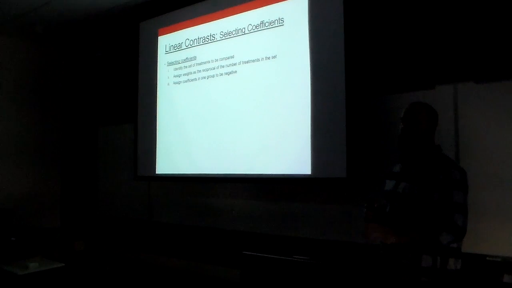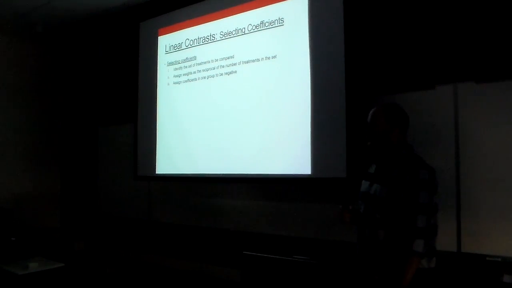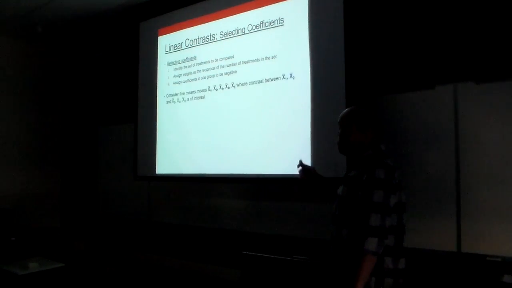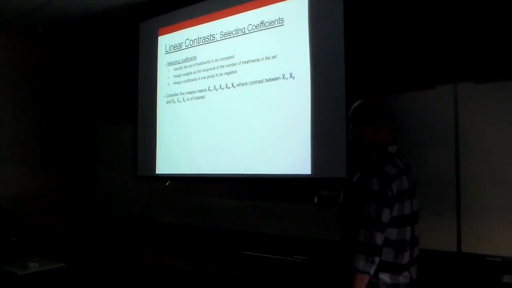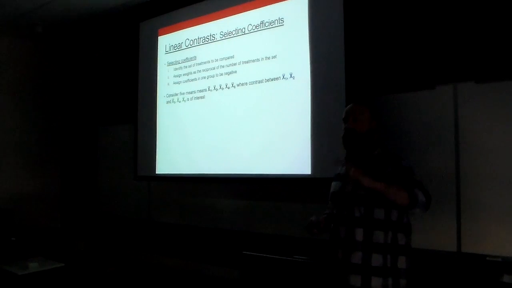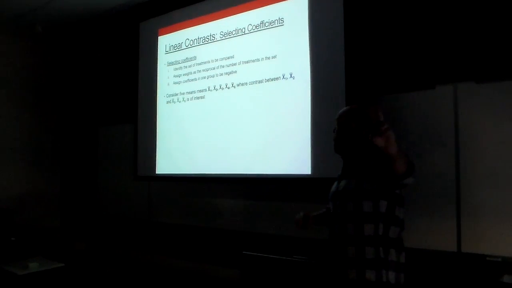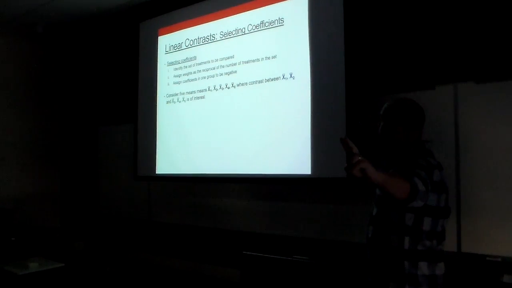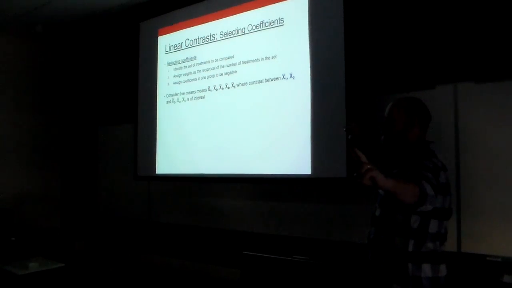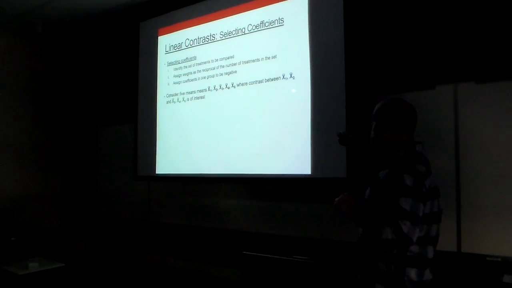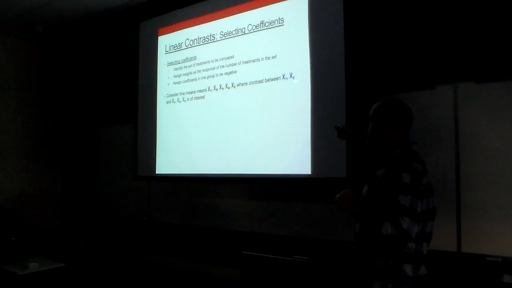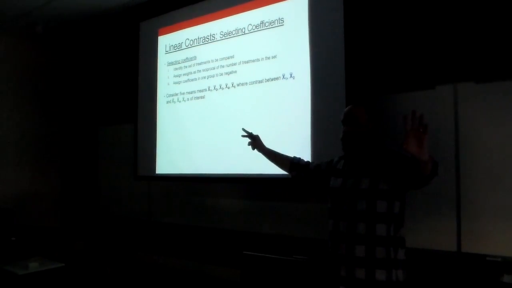And so which group gets the negative sign? The lower one, right? So let's say I've got 5 means, x1 to x5, and I want to ask whether the combination of groups 1 and 2 is different from the combination of groups 3, 4, and 5. So I've gone through and decided these are the groups I'm interested in: 1 and 2 against 3, 4, and 5.